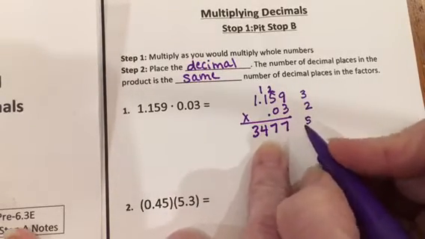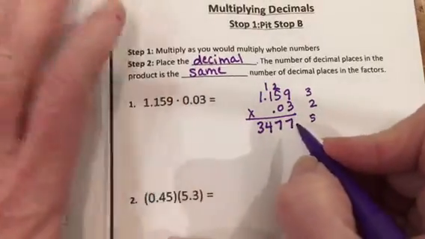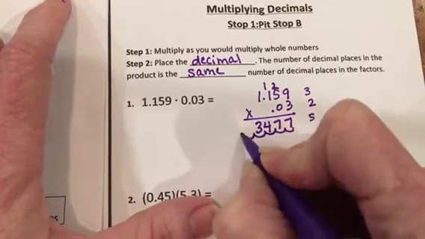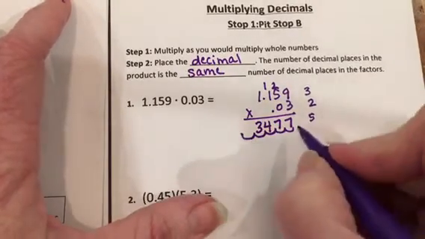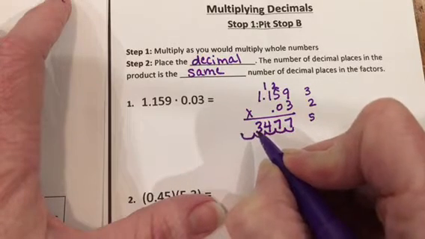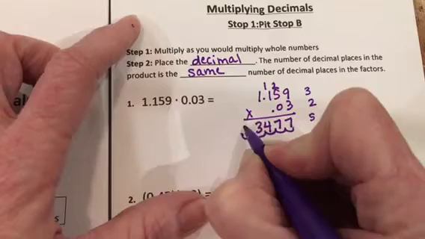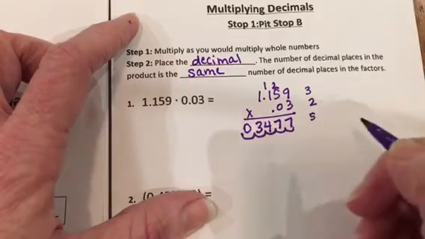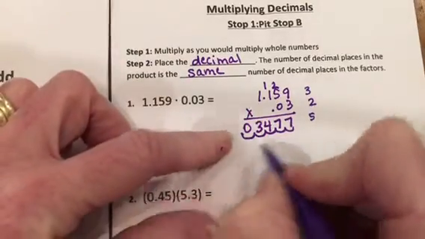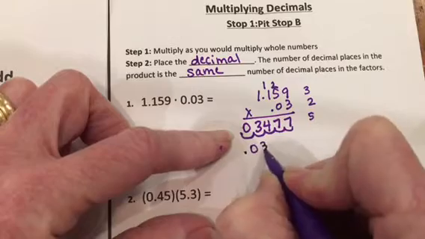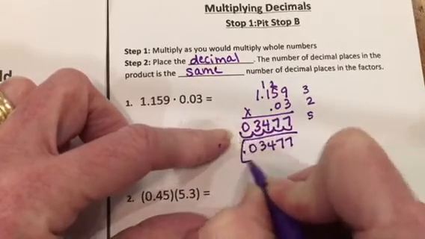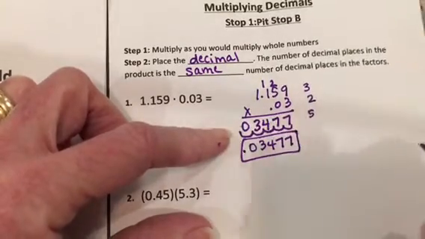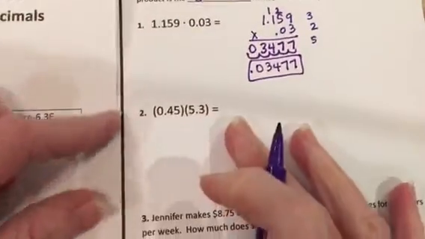I'm always going to start from the back and move to the left. So this would be 1, 2, 3, 4, 5 spaces that I need to move. Well, I can see that I can actually only move 4 spaces. So in order to move 5 spaces, what I have to do is add a 0 here so that I can actually move the decimal, so that there are 5 decimal places in my product. My final answer ends up being 0.03477. And I can see there are 1, 2, 3, 4, 5 decimal places, just like I wanted there to be.